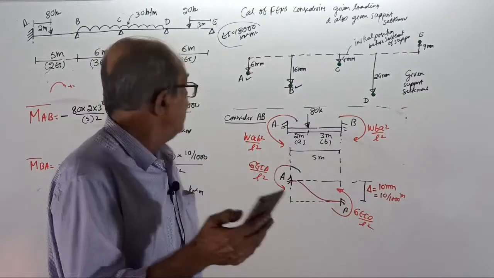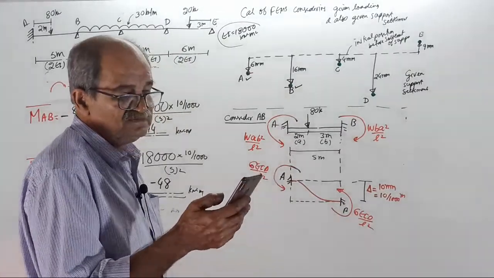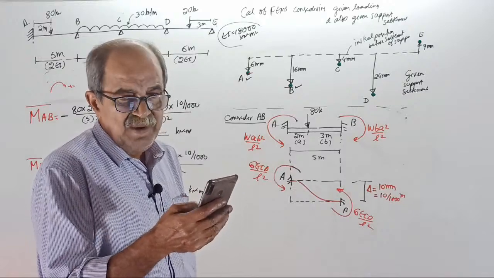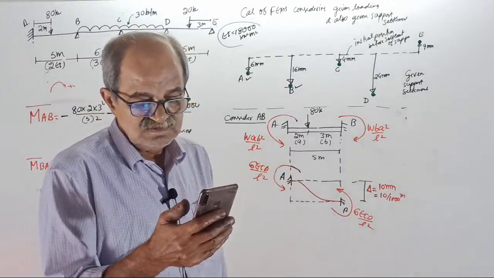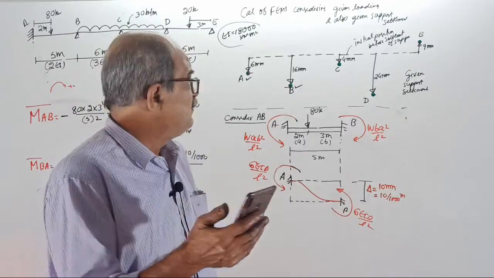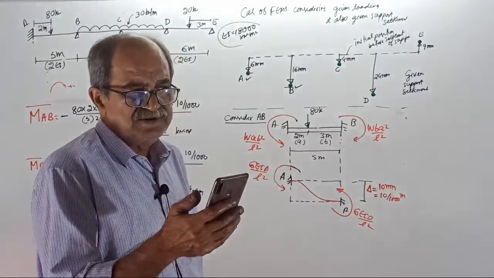For AB, minus 100.8. For BC, how much for BC? For BC, you are getting 8.4. Please check once again. Okay, no problem.